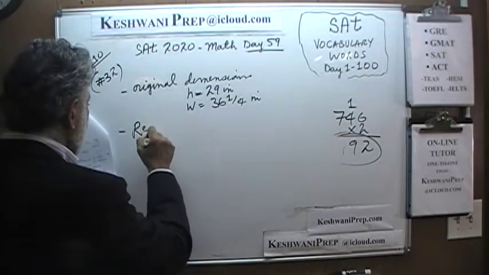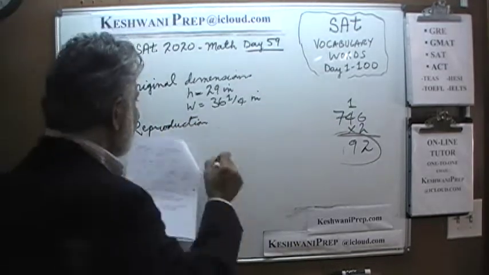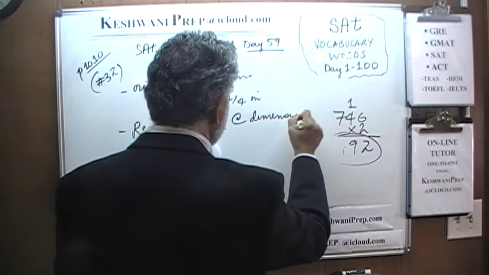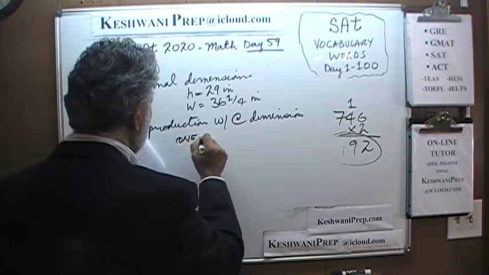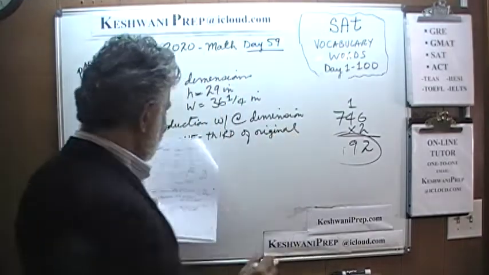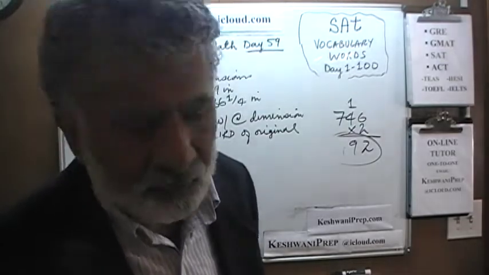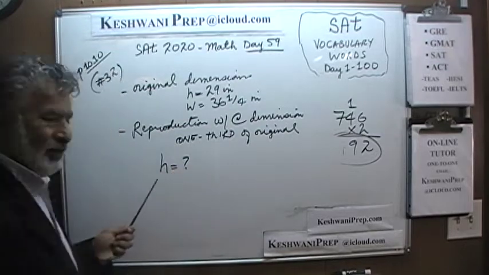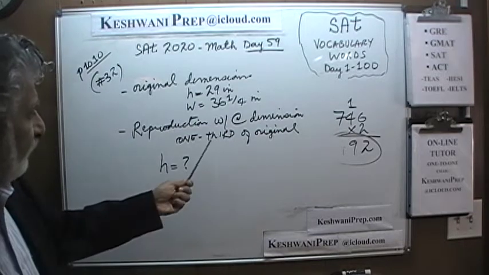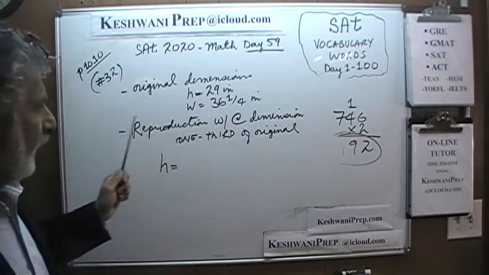We have a reproduction. We don't have the original painting, we have the reproduction, with each dimension one third of the original. As you can see, there's a lot of writing here, but what they're asking is absolutely ridiculous. What's the height for this reproduced painting, the painting that's not original? Well, it's very straightforward. We're just told that the dimensions are one third of the original. What's the height in the original painting? The height in the original painting is 29 inches.